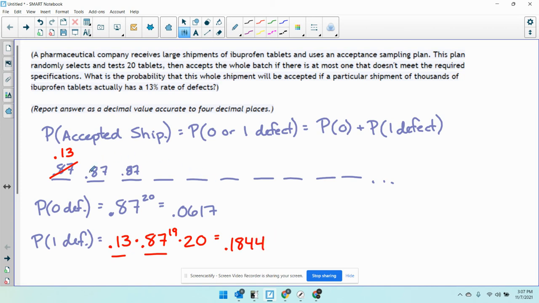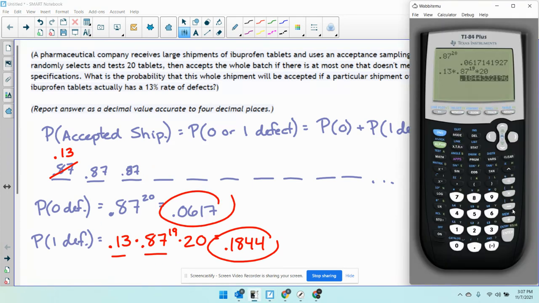So to get the probability of 0 and 1, just going to add these two numbers together. So I'll take that plus that, and my answer is going to be 0.2461.